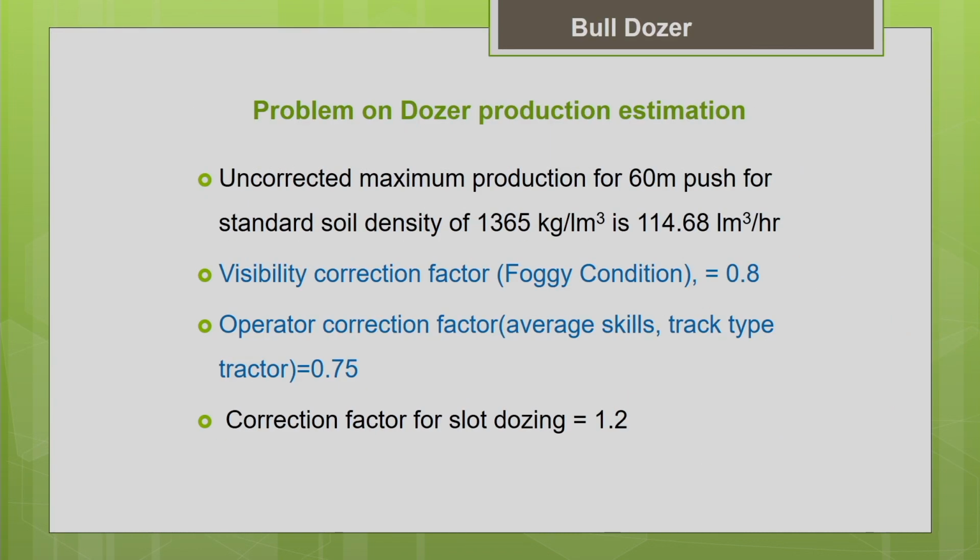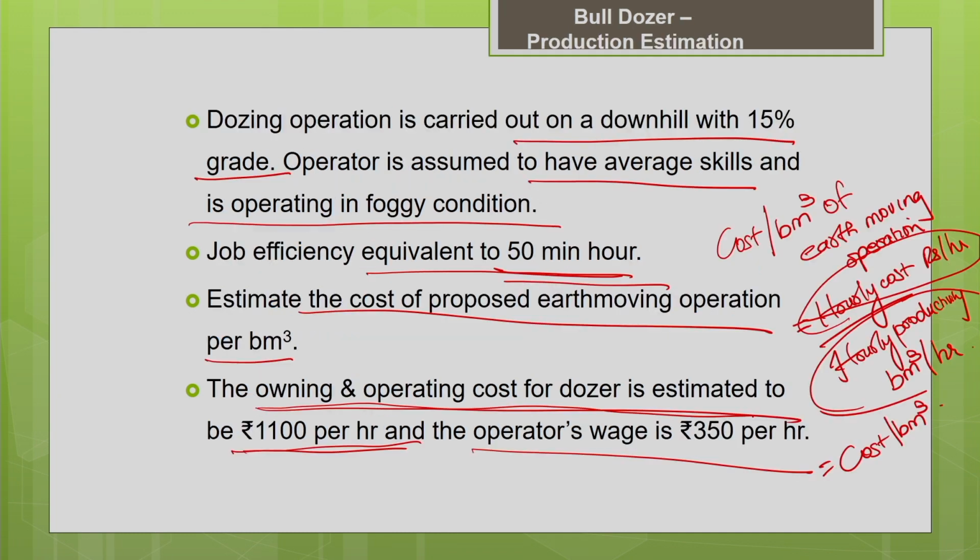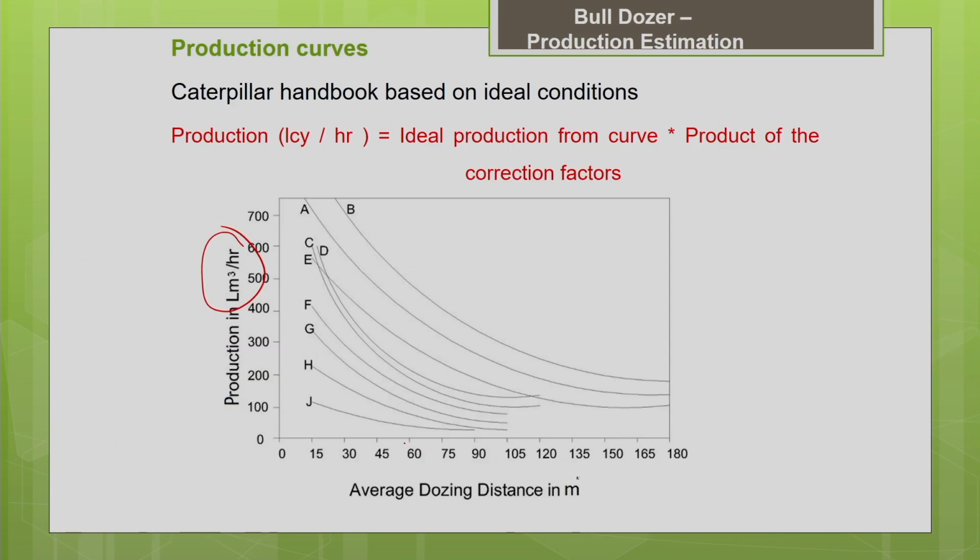Let us work out the solution for this problem. As I told you, the first step is we need to find the uncorrected maximum production for the 60 meter push distance for the standard soil density of 1365 kg per meter cube. How will you find the production? Using the production curve for your model and for the dozing distance, whatever value you can take is called the uncorrected value.